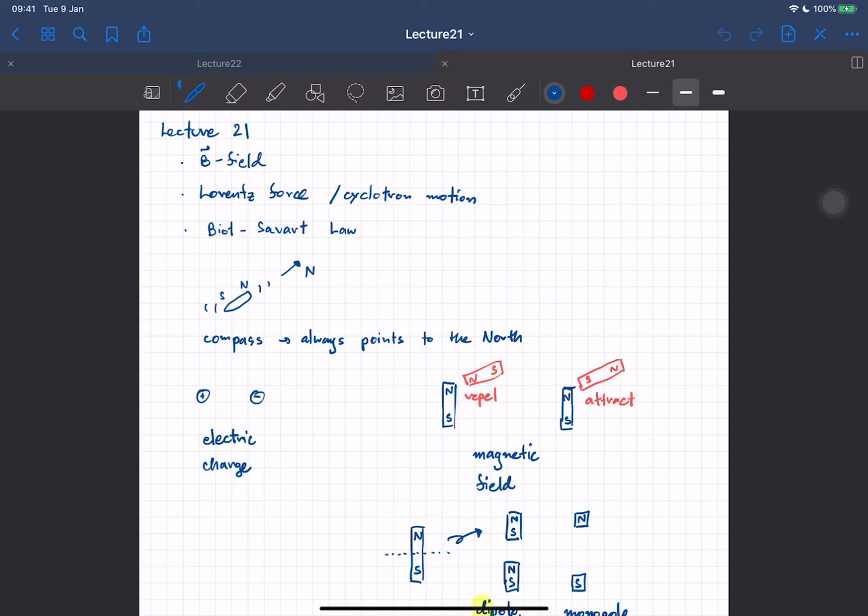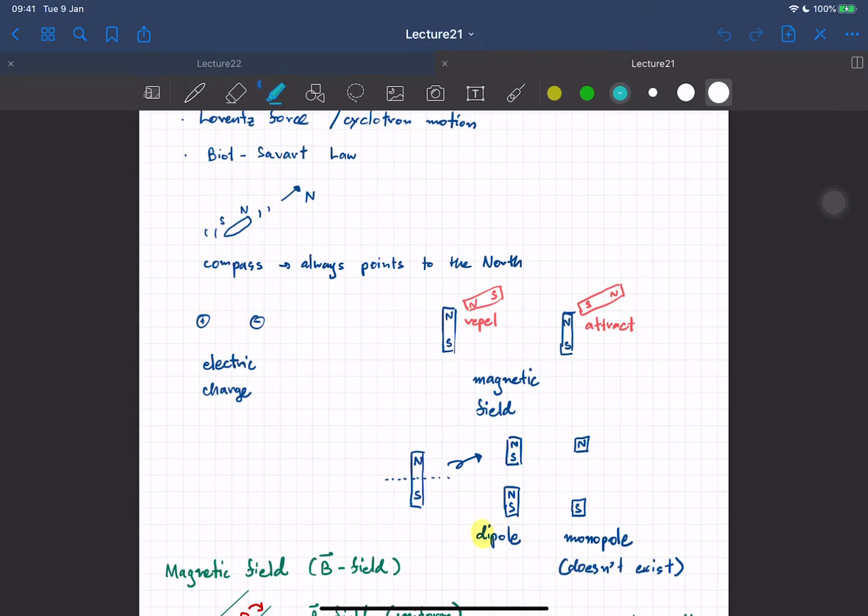Okay, so this is lecture 21. It's the lecture note that I already posted, so I don't need to rewrite everything, but I'll just go through this quickly. All right. So lecture 21 is where we introduce the magnetic field, and we introduce it in a sense of magnets repelling and attracting each other like this.